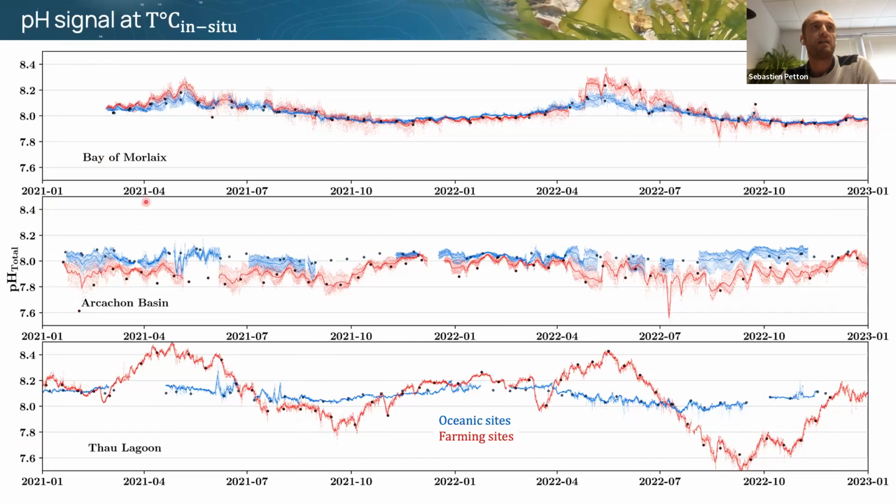So really quickly, the top one is an oceanic bay with low freshwater runoff. The second one is the Arcachon Basin, which is really the largest basin for oyster recruitment in France. And the difference of pH between both sites is mainly due to salinity effect. And the last one is quite particular because the farming site is located inside the Thau Lagoon, whereas the oceanic site is situated outside in the Mediterranean Sea.